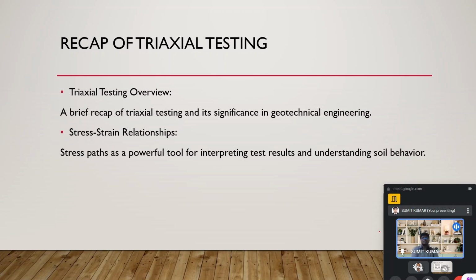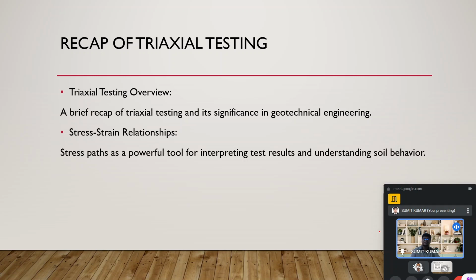So that concept is there. But now with the value of sigma 1 and sigma 3, and sigma 1 dash and sigma 3 dash, we are able to construct the total stress path and effective stress path respectively. When we draw the total stress path, we draw the stress path with the total stresses, and when we are drawing the effective stress path, we consider the total stress minus pore water pressure as the effective parameter for drawing the stress path.